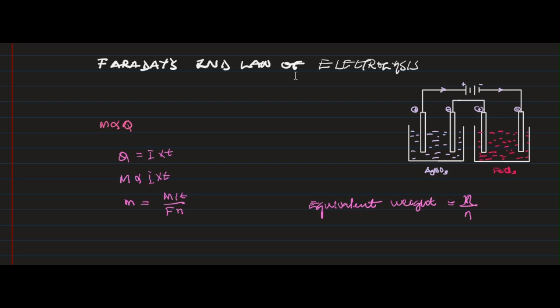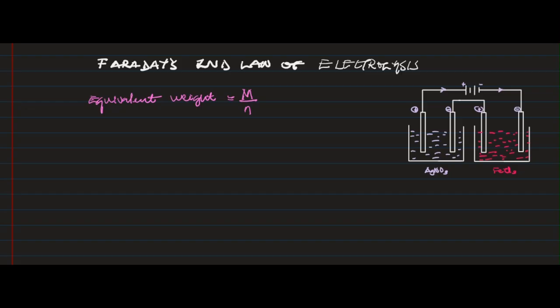So how do we relate the chemical equivalents together? Faraday's second law is just saying that if you pass the same amount of electricity through, for example, a silver nitrate solution and an iron 3 chloride solution, the ratio of the masses deposited will equal the ratio of their equivalent weights.